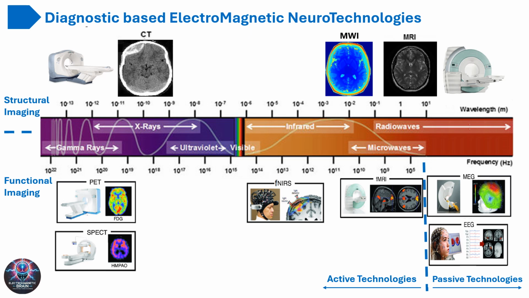In the passive technologies category, these simply measure brain activity without intervention. EEG and MEG are prime examples. EEG measures electrical activity on the scalp, while MEG captures the magnetic fields generated by neuronal currents. In the active technologies category, these actively influence brain function. fMRI, functional MRI, measures changes in blood flow in active brain regions. Examples include transcranial magnetic stimulation, TMS, and deep brain stimulation, DBS. These technologies are essential for diagnosing conditions like epilepsy, brain tumors, and neurodegenerative diseases.